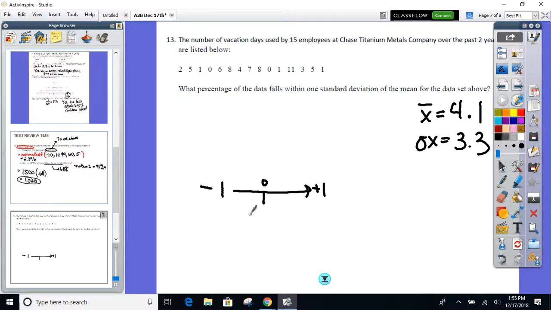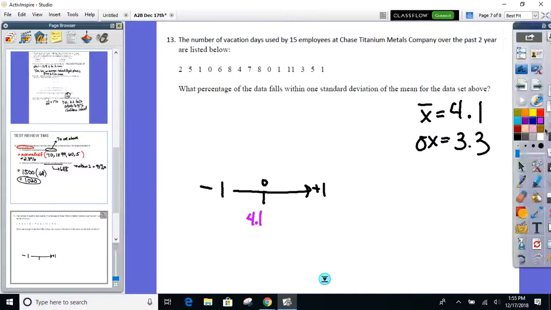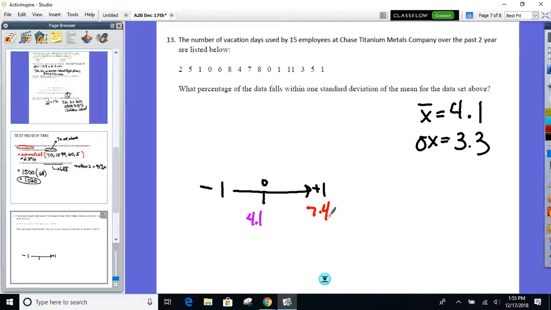Ready? Here's my mean right in the middle, 4.1. How do I find what's at plus 1? Add the standard deviation. So that should be a score of 7.4. And how do I get to negative 1? Subtract it, and that should give me 0.8. All right, you guys, count them up. What's the percent of scores that fall between 0.8 and 7.4 now?